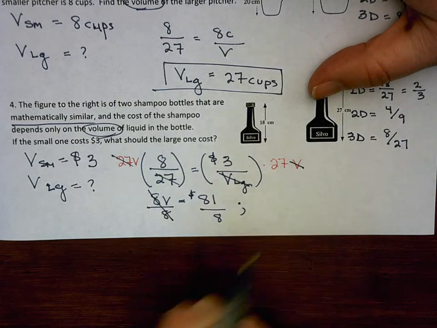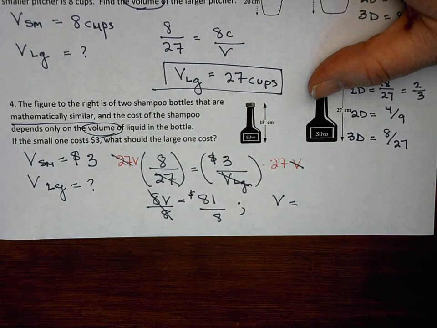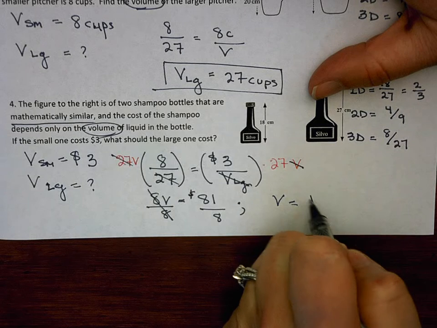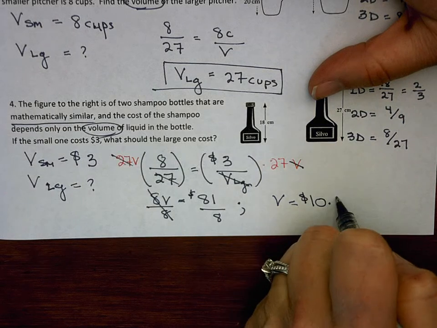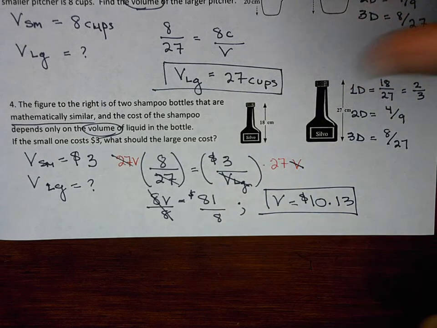So the volume of the larger one, which also equates to the cost, is just 81 divided by 8, which is $10, and I'm going to round up to 13 cents. And that's 9.4.